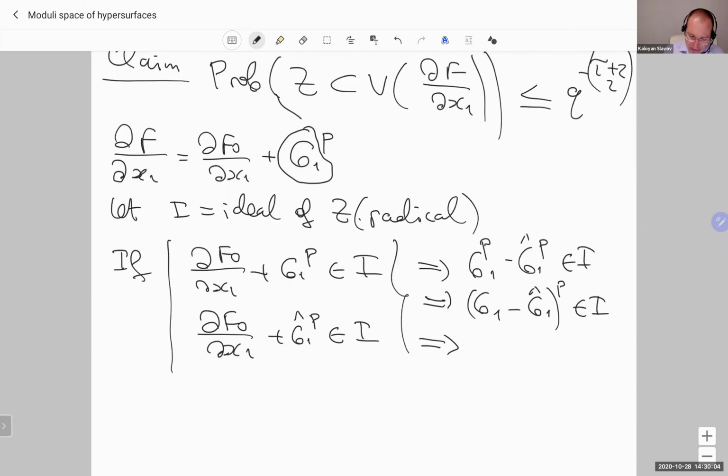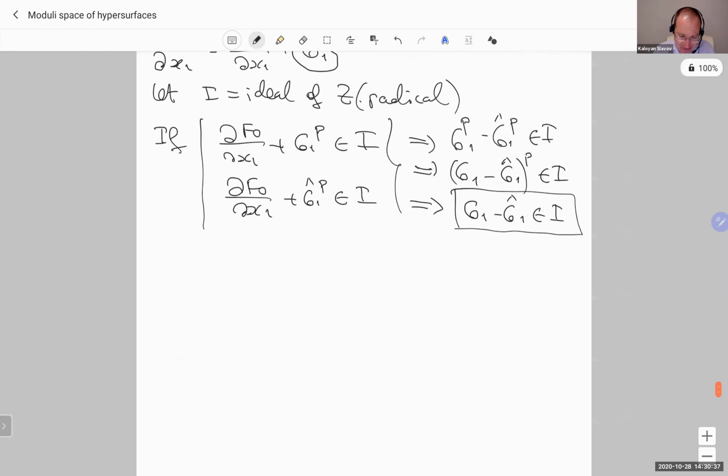I is a radical ideal. Therefore, G1 minus G1 hat belongs to I. And look here. The moment you pick a G1 which makes condition 2 fail, then any other G1, namely any G1 hat that makes condition 2 fail, differs from G1 by an element of I. So if I give you a G1, to give you a G1 hat, to give you something else, I just have to add to G1 an element of I.